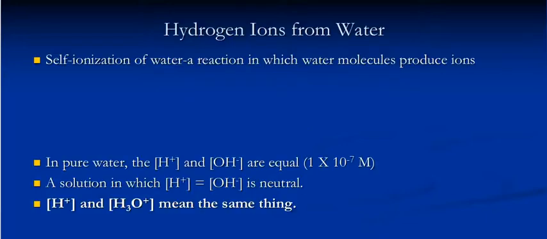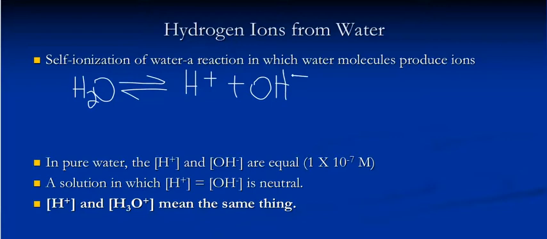Hydrogen ions and acidity. Water self-ionizes, which means a molecule of water will break apart into H+ and OH-. In pure water, H+ and OH- are equal, 10^-7. So the amount of products is very small. Another way to write the self-ionization of water looks like this.